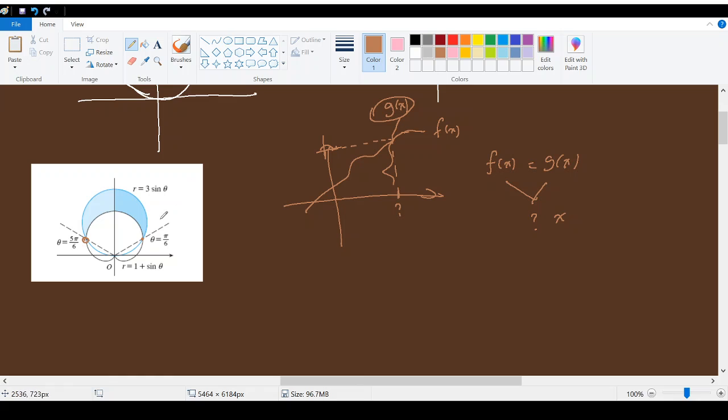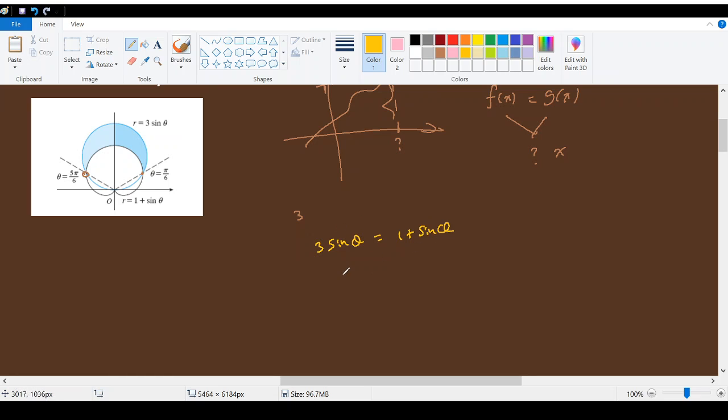So instead of equating y values, what we do is we equate the two r values, right? Because at each of these two points you will get the same r for this cardioid as well as for the circle. So we equate 3 sin theta to 1 plus sin theta, and here you can take sin theta to this side, so you will get 3 sin theta minus sin theta equals 1. So you have 2 sin theta equals 1, and that means sin theta is equal to half, right? So accordingly, we have theta equals pi by 6 and 5 pi by 6.